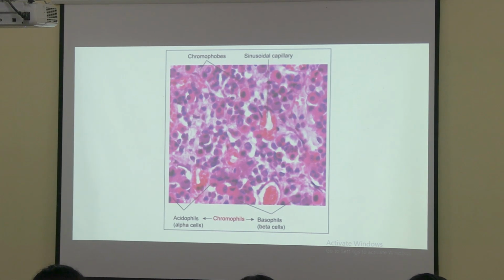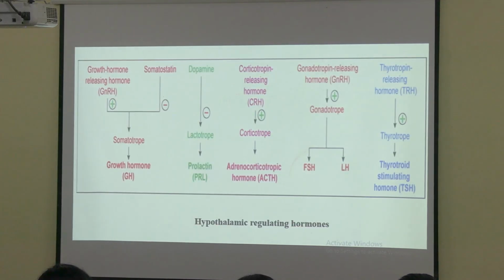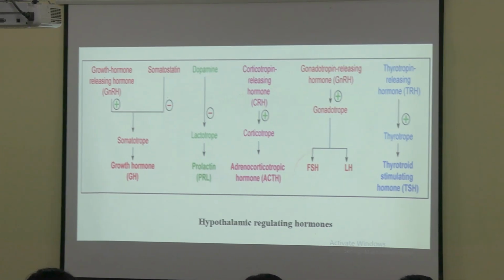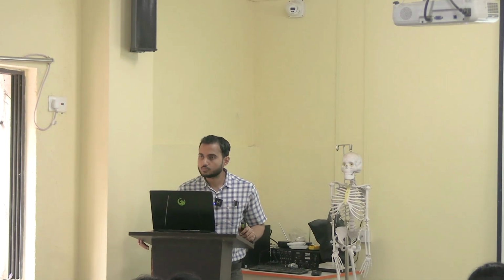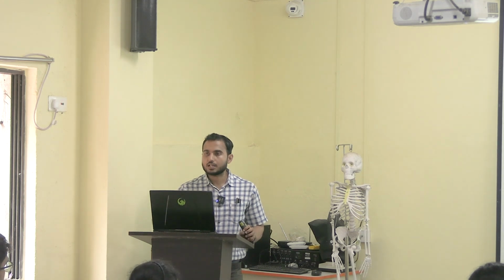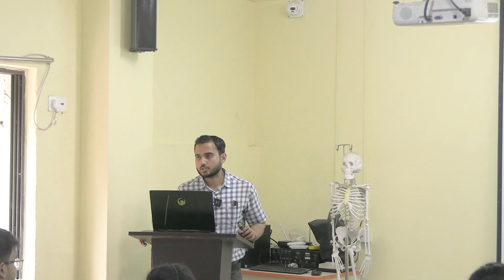Okay, but I hope you have studied this in physiology. That is the control of the pituitary gland by the hypothalamus, right? Here you can see hypothalamic regulating hormones. What does this mean? That means the hypothalamus is secreting some peptide hormones. Those peptide hormones will regulate the production of other hormones which are secreted from the pituitary gland.